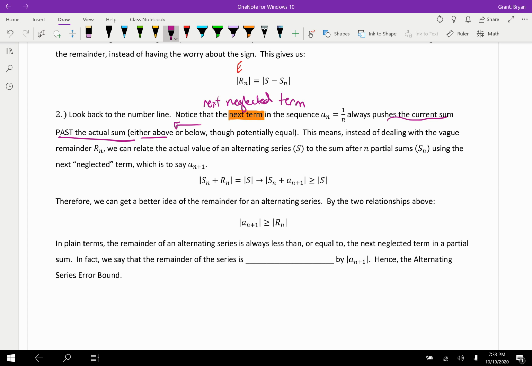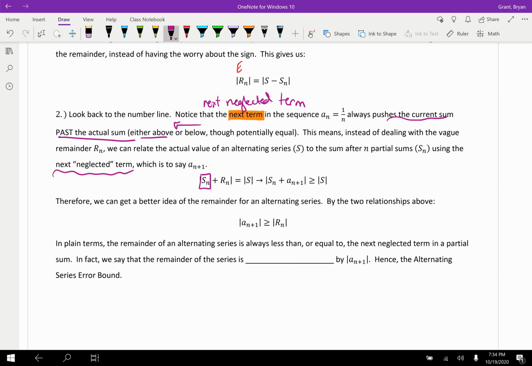So that means instead of dealing with the vague remainder R sub n, which is an infinite number of terms that we didn't write, we can say that the actual value of an alternating series, S, we can relate the actual value to the sum after n partial sums using the next neglected term, which a lot of times we'll say is the a sub n plus 1 term. Now that's a lot of complicatedness, so let's see what we mean.